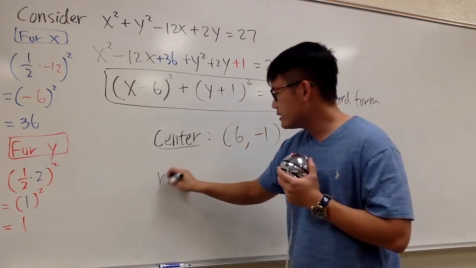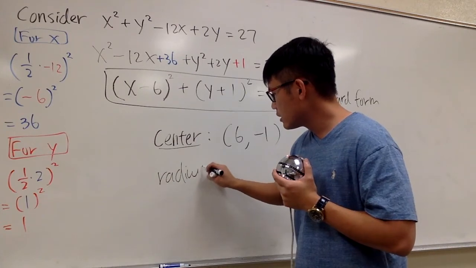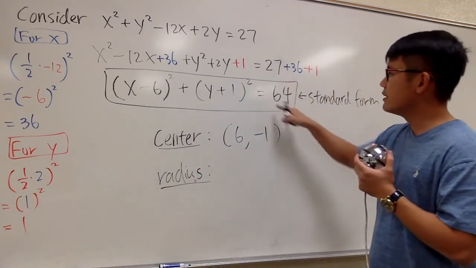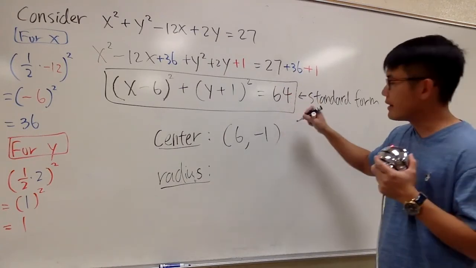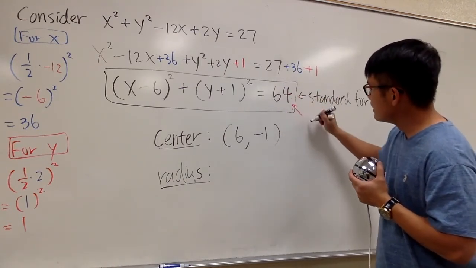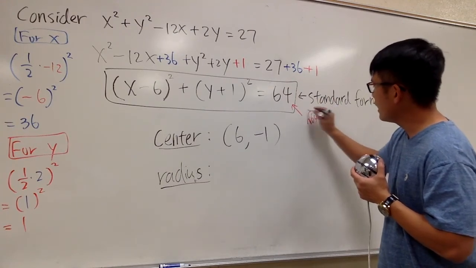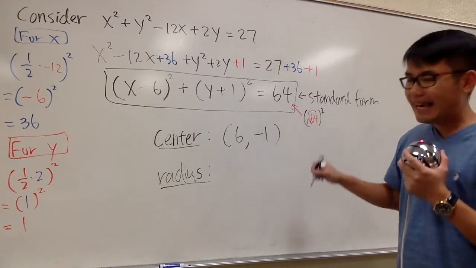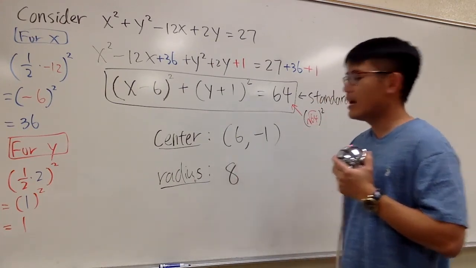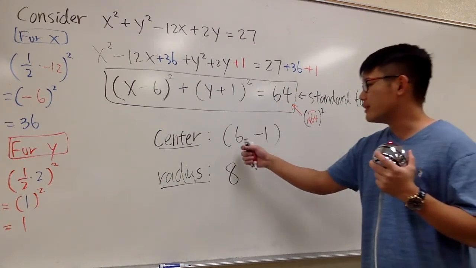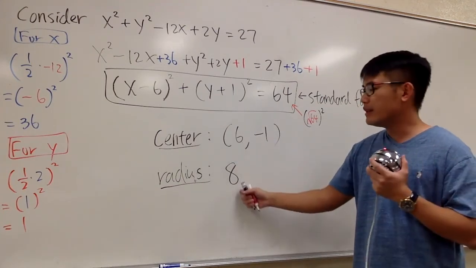And then for the radius, this right here, look at this. This is 64, but then don't look at 64 as 64. Look at 64 as the square root of 64 and then squared. And we know the square root of 64 is 8. So the radius is actually 8. And now we have the information. The center is 6, -1, and the radius is 8.